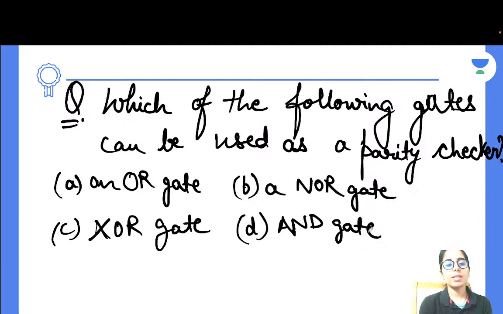Let me know if you know it. Otherwise, I'm going to tell you. So if you know it, you can write it in the comments. What will be considered to be the parity checker? If you don't know, I'm going to tell you. So the XOR, which is option C, gate, is known as the parity checker, which is also known as exclusive OR gate. Okay, XOR or exclusive OR.